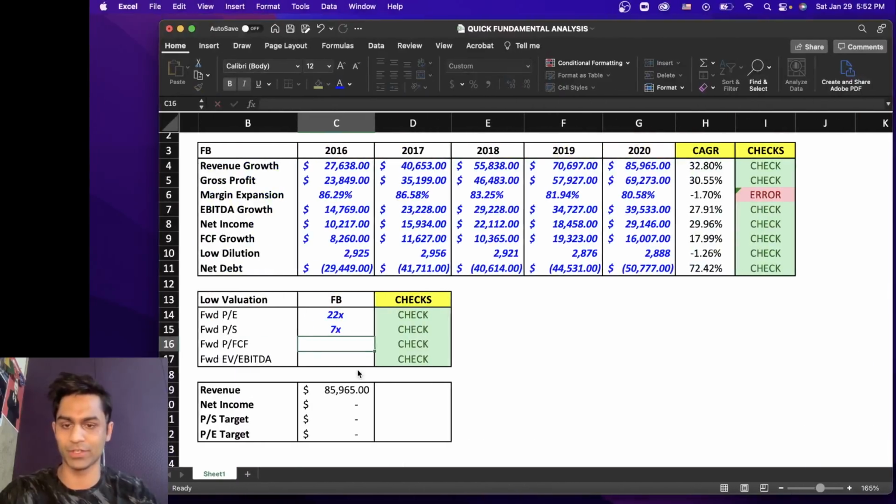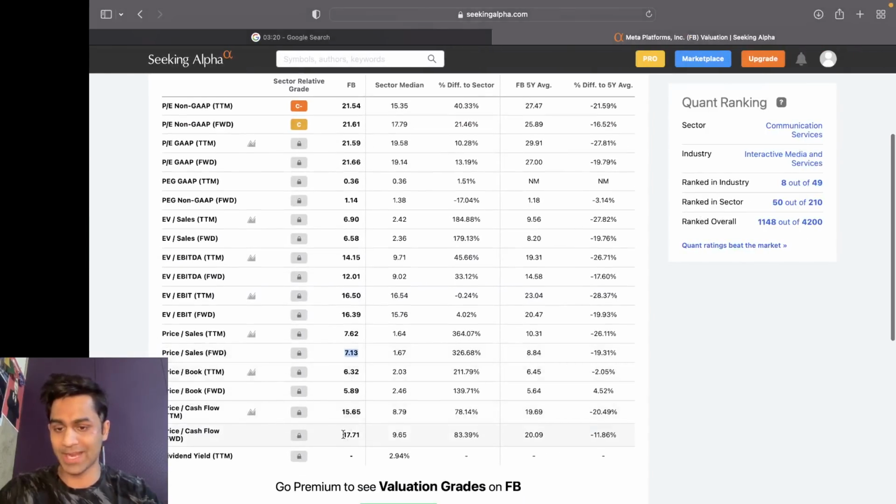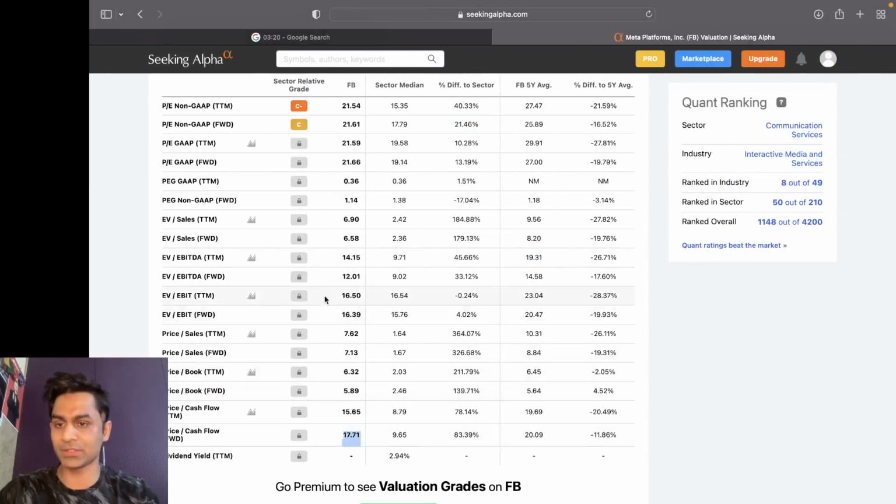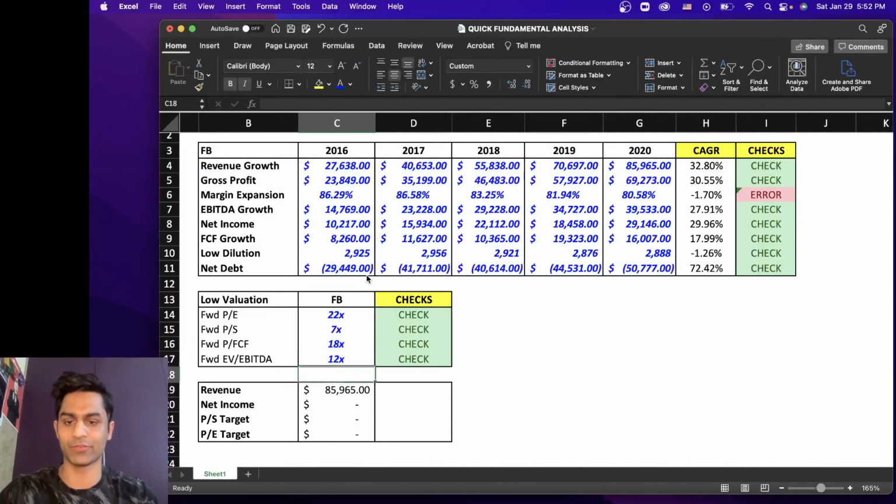So we're going to type 7 over here. Forward price to cash flow. Free cash flow, we're sitting at just over 17. I'm going to round up to 18 levels. And then enterprise value to EBITDA forward is just over 12. So very, very nice metrics.